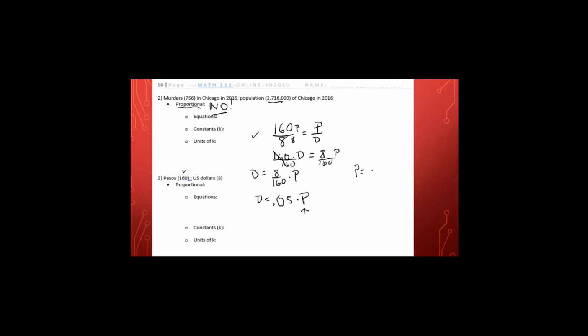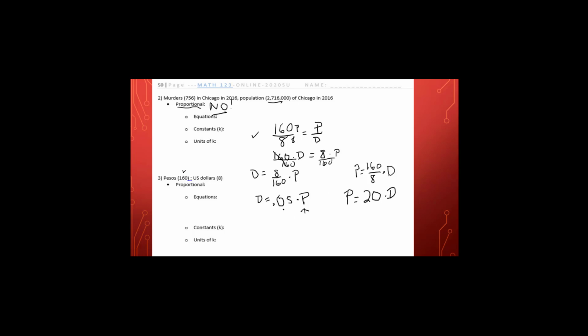Now, if you recall from our previous discussions, this is just going to be 160 over 8 times D. So I would use this if I wanted to find pesos given the input of dollars. And I put that in my calculator, and I get 20 times dollars.